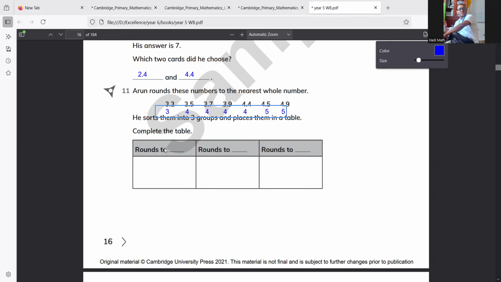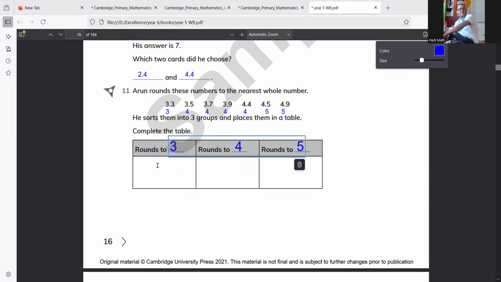So you could say what? You divide them into rounds to 3, rounds to 4, and the last one here rounds to 5.